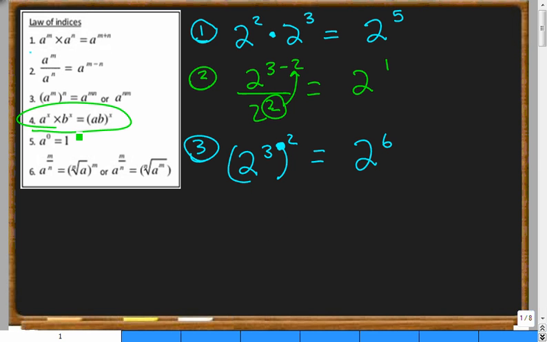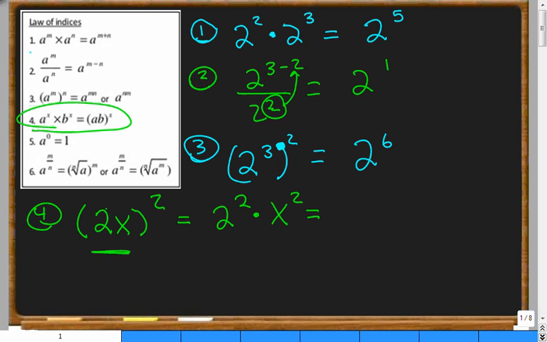Our fourth says, this is one that a lot of people oftentimes forget too. Like if you have, let's say, 2x, okay, squared, okay? You not only have to square the 2, but you also have to square the x, right? If an exponent is applying to more than one factor of an expression, you have to make sure you take care of that. And so this is the same thing as 4x squared.